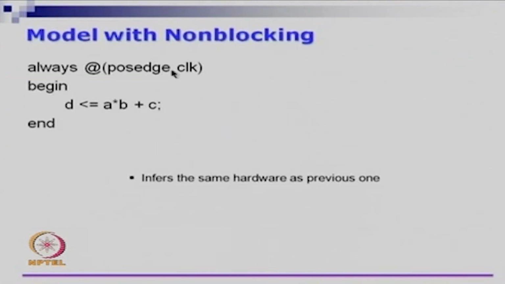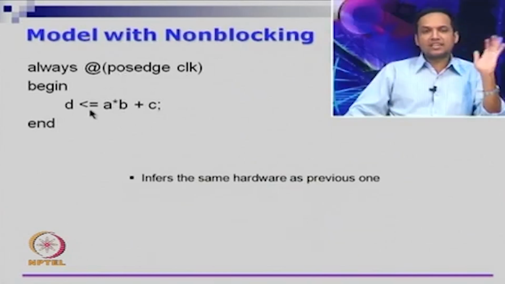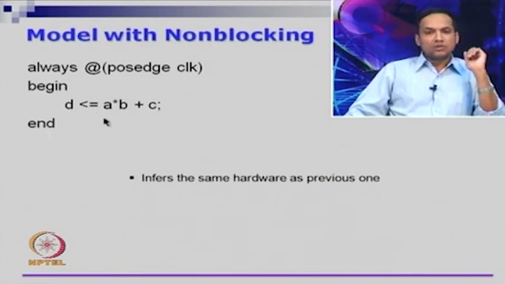Let us now look at a different kind of statement. Here what we have done is, always at passage of clock, D equals A times B plus C is put inside the always statement. So you could write something like this. This is still in some sense relatively straightforward. You have A times B plus C.